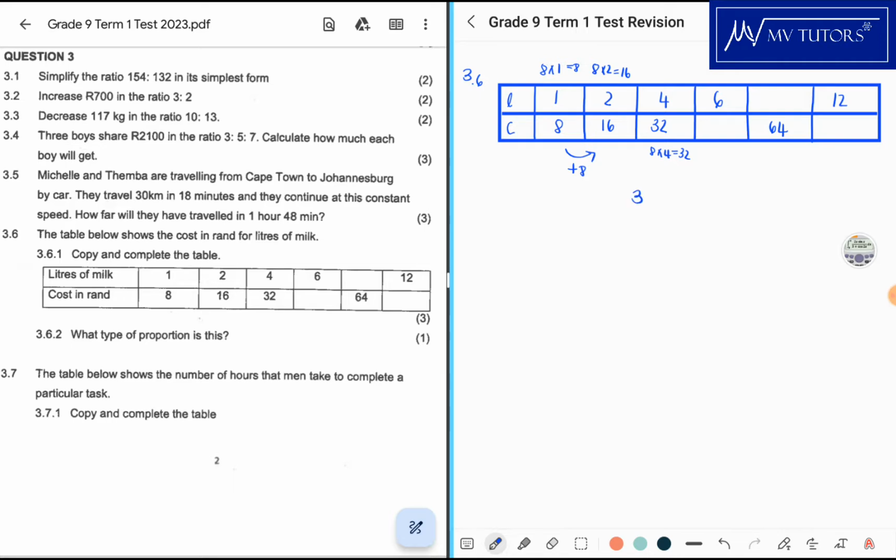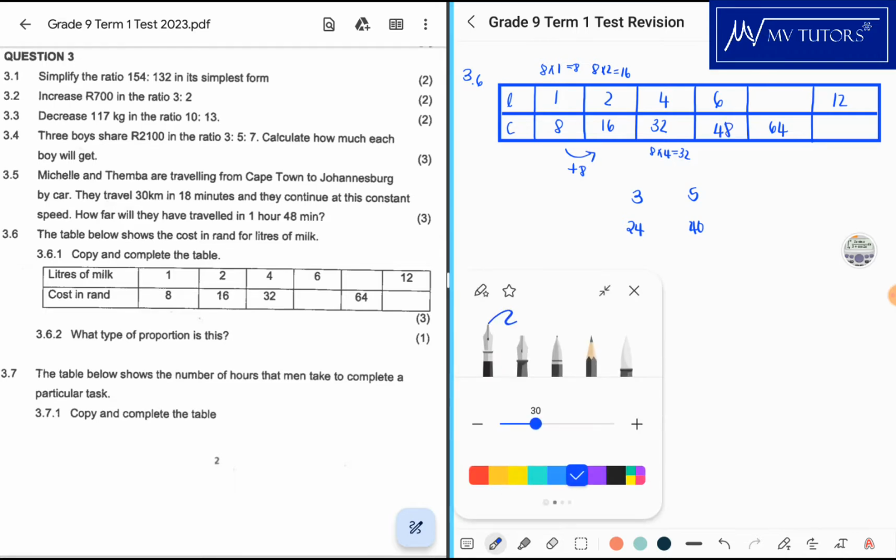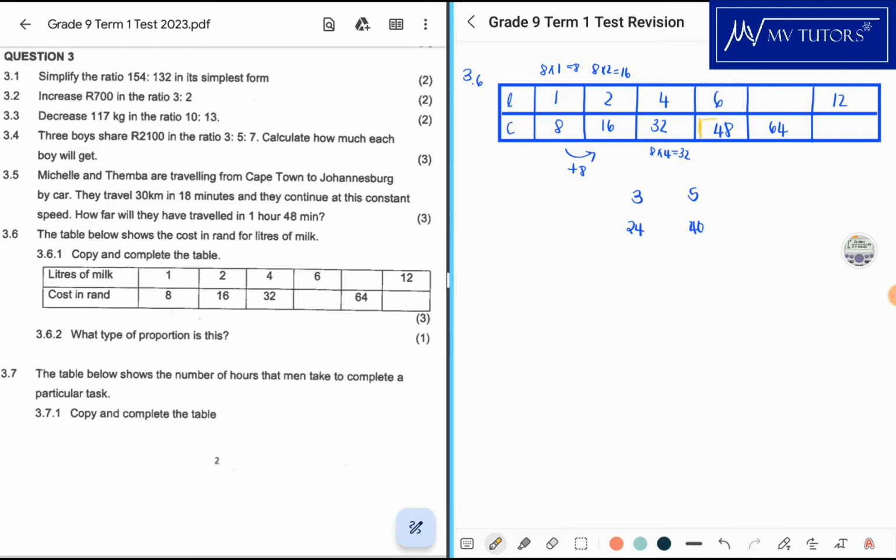So if I had 3 liters, then 3 times 8 would have been 24. Every time I need to add 8. If I had 5 liters, then 5 times 8 would have been 40. And 6 liters, so I would say 6 times 8. What would I get? I would get 48. All right, so that's one of the numbers that we should fill in.